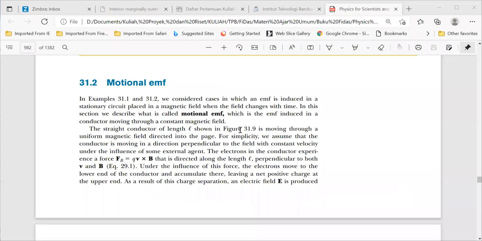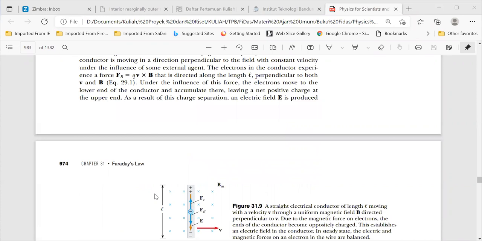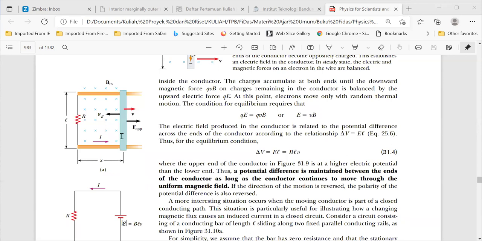So on Tuesday, we discussed motional EMF, electromotive force, which is determined by the change of the magnetic flux with respect to time. It causes an induced current. The change of this magnetic flux could also cause an induced electric field. Okay, this is the Lenz experiment.